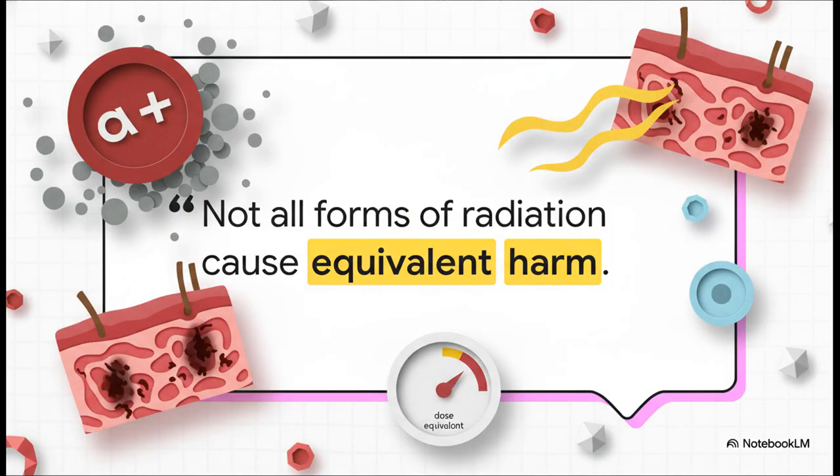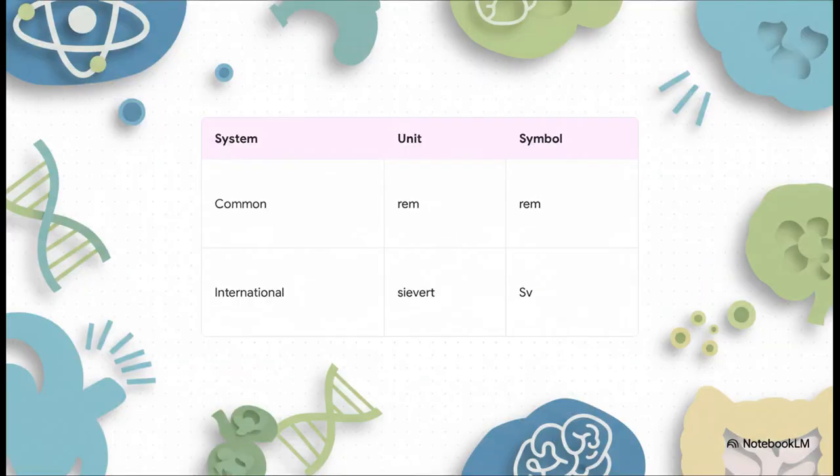For instance, heavy alpha particles do more concentrated damage over a short distance, kind of like a bowling ball, while lighter beta and gamma rays are more like ping pong balls spreading their energy out. The dose equivalent calculation uses a quality factor to account for this difference, giving us a much clearer picture of the potential health effects. And the units for this are the ones you most often hear in the news when health effects are being discussed: the REM, which stands for Roentgen equivalent man, and the sievert. These tell us the real biological risk.